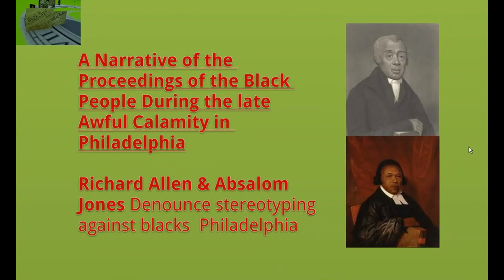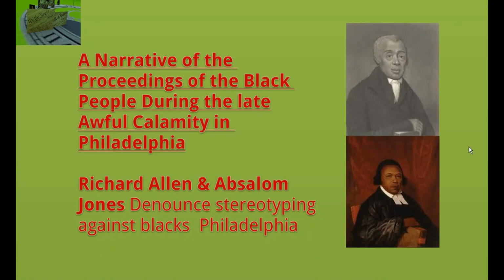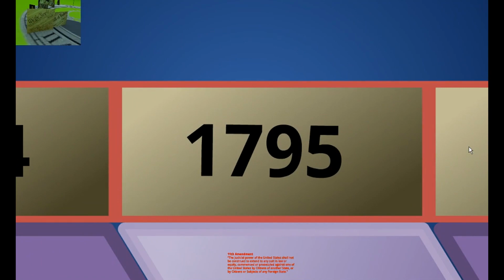And in this year, we have the publication of A Narrative of the Proceedings of the Black People During the Late Awful Calamity in Philadelphia by the two preachers, Richard Allen, whom we have mentioned before, and Absalom Jones, in order to denounce the stereotyping against blacks in Philadelphia. So we witness at the beginning of the American Republic that a lot of blacks, former slaves, are intellectually active through literature, through mathematics, and through activism. This activism is very similar to the abolitionist movement that will appear in the 19th century United States.